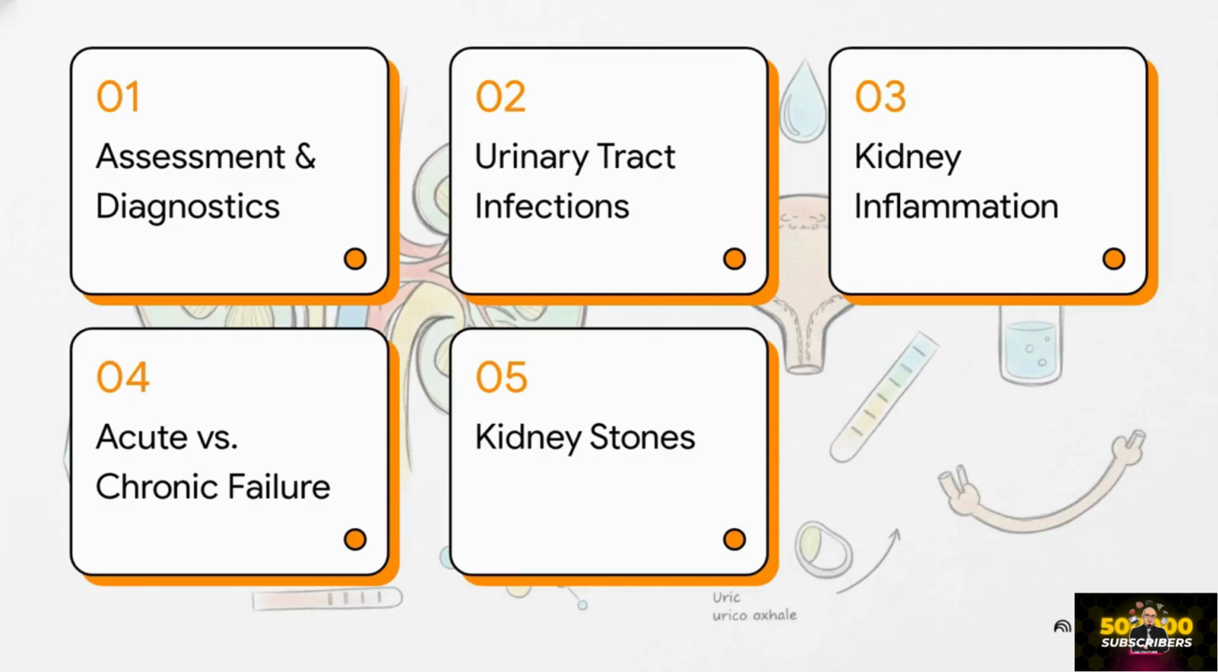So we're going to follow what I like to call the clinician's path. It just makes sense, right? First, we'll nail down the essential diagnostic tests. Then, we'll see how those tests apply to real-world problems like UTIs, kidney inflammation, renal failure, and of course, kidney stones. It's a logical journey from the basics to the complex stuff.